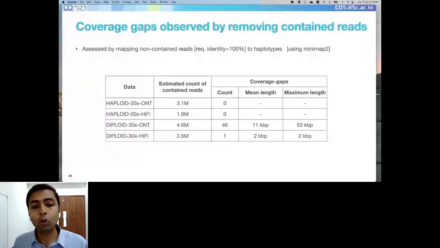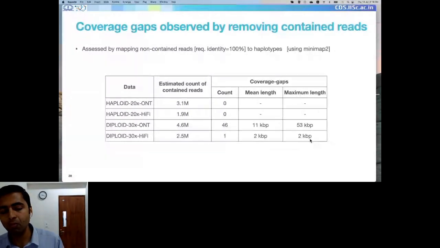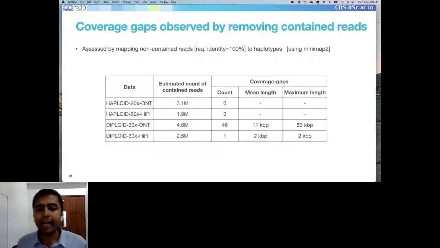If there is no coverage loss, then we will see the entire range of the genome mapped with the reads. But if there are intervals in the genome which are not mapped, then we know that a coverage gap is introduced. For HiFi, we observe only a single coverage gap. Again, the mean length is about 2000 base pair, and because it's only one, mean and max are the same. This is expected for diploid genome assembly, and for Nanopore particularly, the coverage gaps are higher than HiFi.